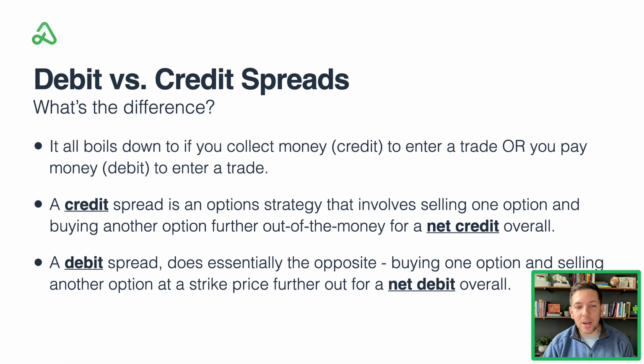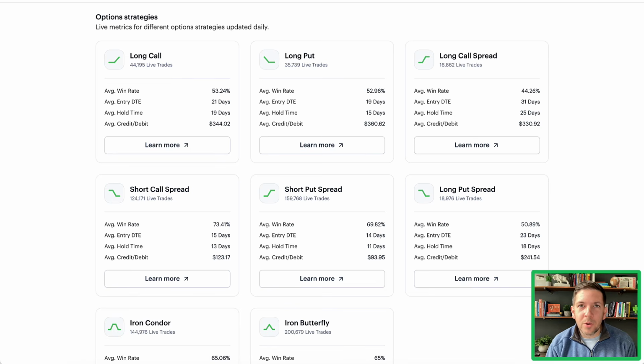A debit spread, on the other hand, is essentially the opposite. You're going to be buying an option contract, selling another option contract at a strike price further out for a net debit overall. So it's still going to cost you money to enter the position. So this is that difference between net buying and net selling. Now, you're probably thinking at this point, should I be net selling options, net buying options? Should I use debit spreads versus credit spreads? Of course, there's no perfect correct answer for this. It depends on the strategy you're running and the market that you're trading and the technicals you use or all the different setups that you could possibly use.